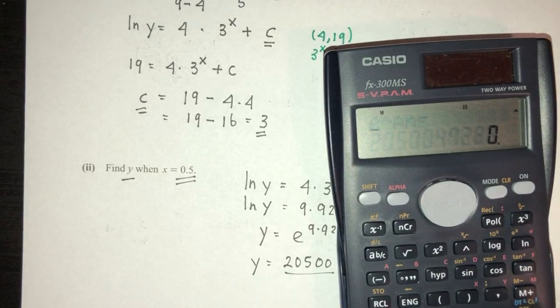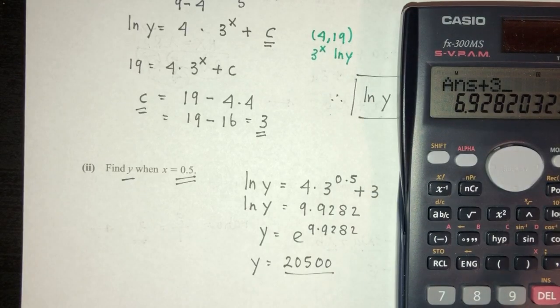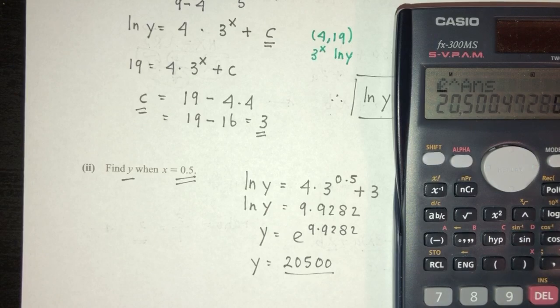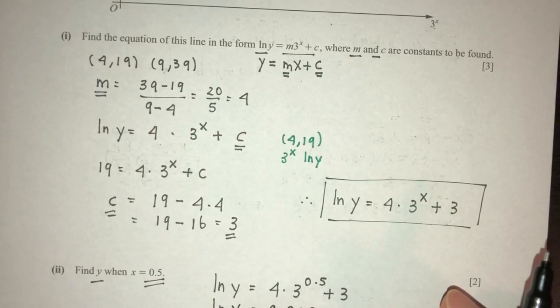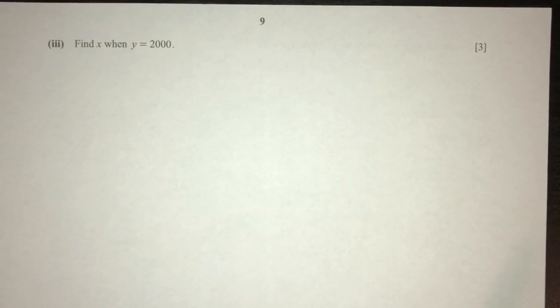So let's double check. 4 times the square root of 3 plus 3, and then the exponential. Okay, that should be the same value. That will be your value of y, correct to 3SF. Now moving on to part 3, it says find the value of x when the value of y is equal to this. So again, we have to use the same equation.